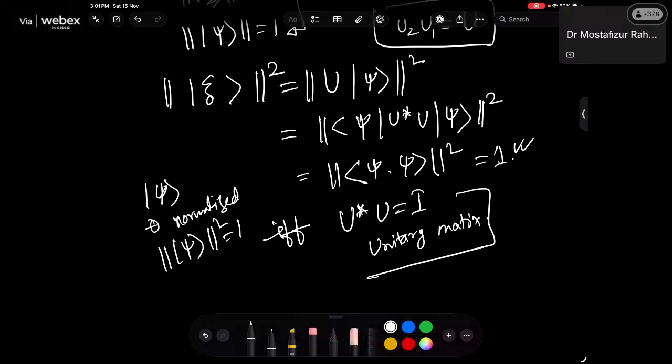I think the square is not written, it should not be here. I just wrote these equations this way.